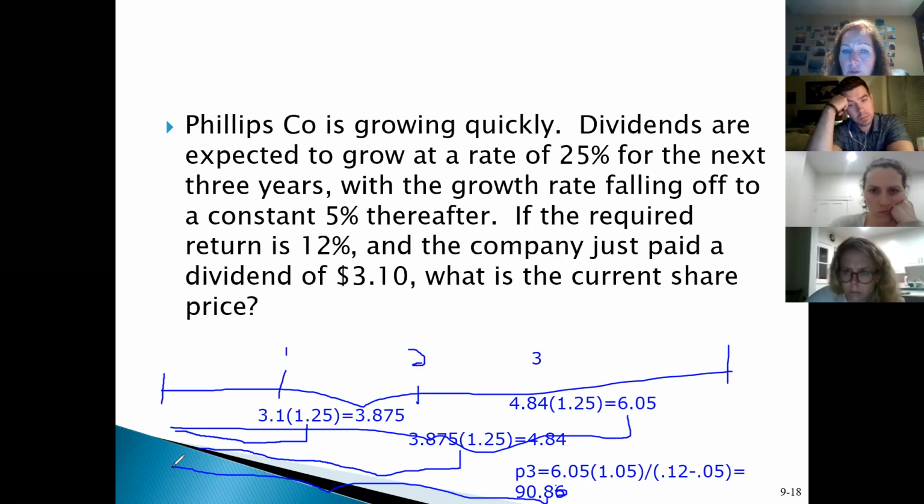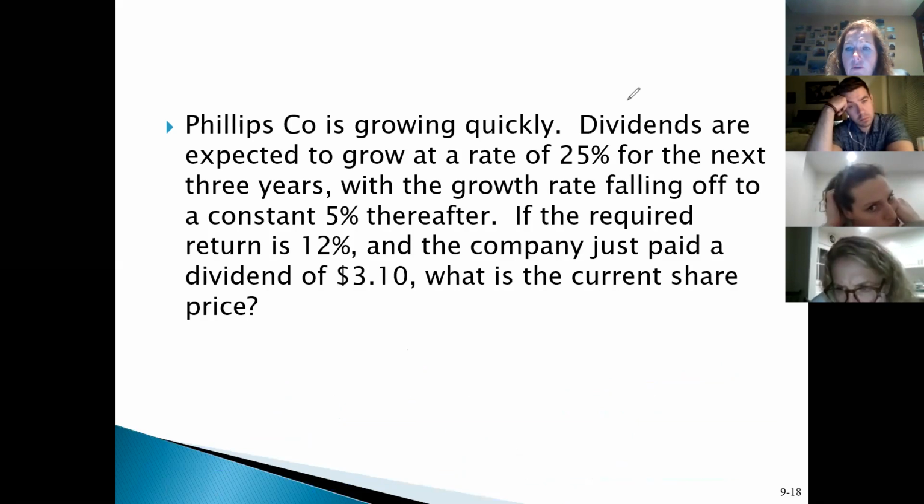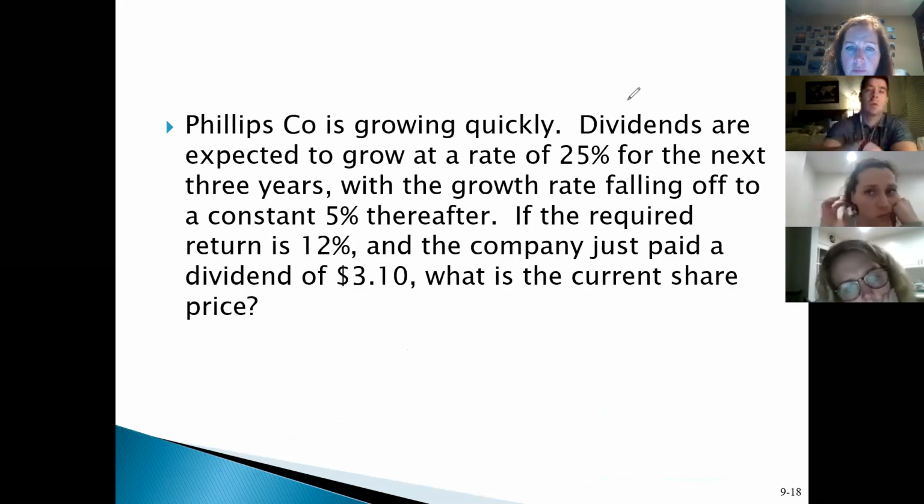So really we're doing a series of different present value formulas. 3.875 discounted, what's the present value of that? 12% for 1 year. 4.84, present value of that for 2 years at 12%. And then I can add together this 6.05 and the 90.82. I could add those together or I can do them separately, but they're both occurring in year 3. So I'm going to find all of those present values in today's dollars to figure out what this project is worth.